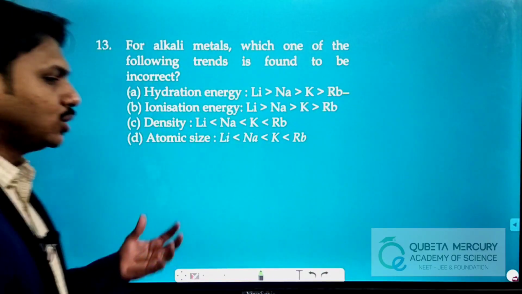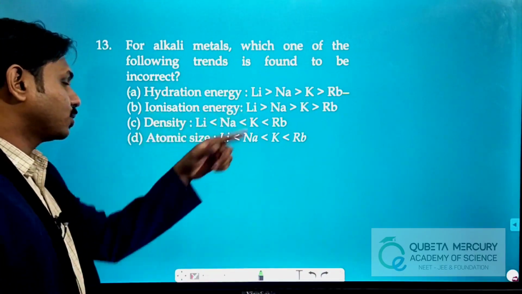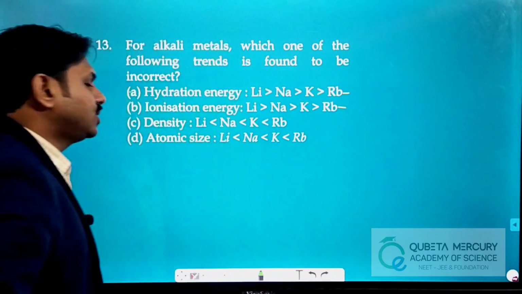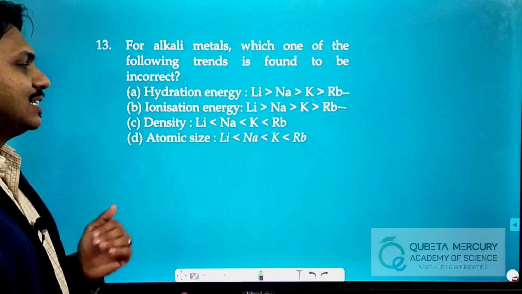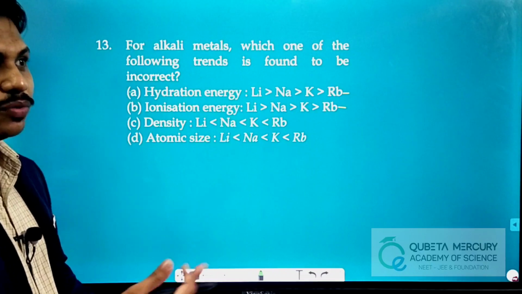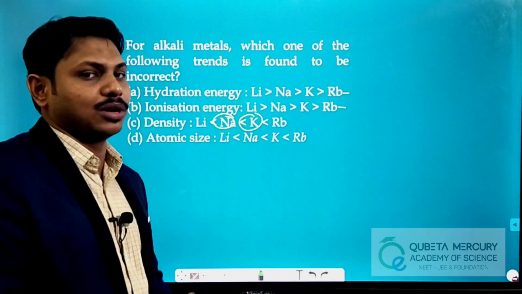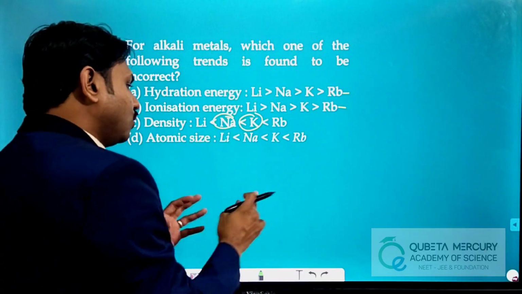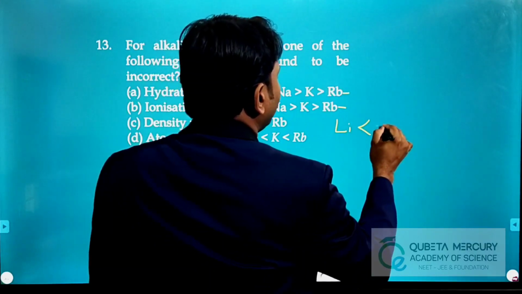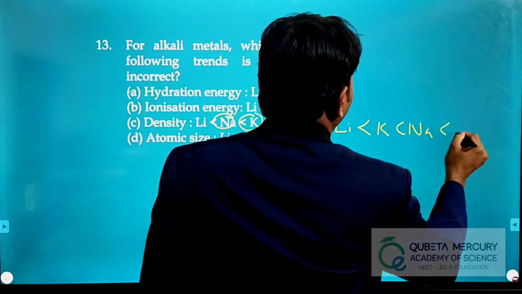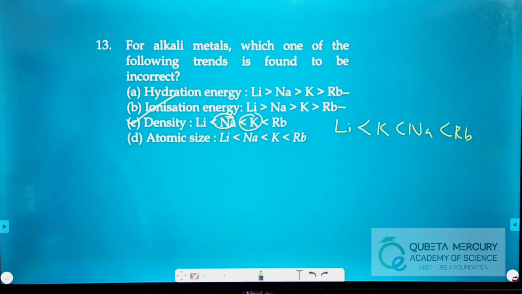Ionization energy also decreases down the group, as with the increase in atomic size, ionization enthalpy decreases. So the option given is also right. Density has some problem. In general, density increases down the group because of increase in mass, while there is a great difference in the atomic volume of sodium and potassium. Consequently, the density of sodium is just greater than potassium. So the right density order is lithium, potassium, sodium and rubidium. So this is wrong. Therefore, our answer is C.